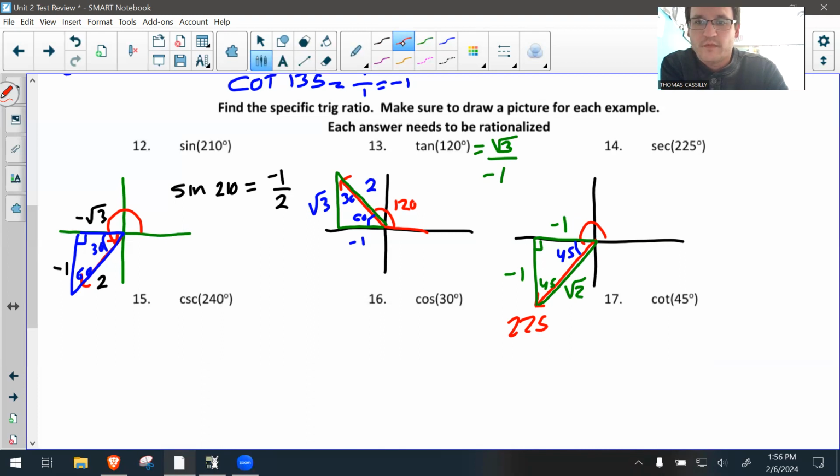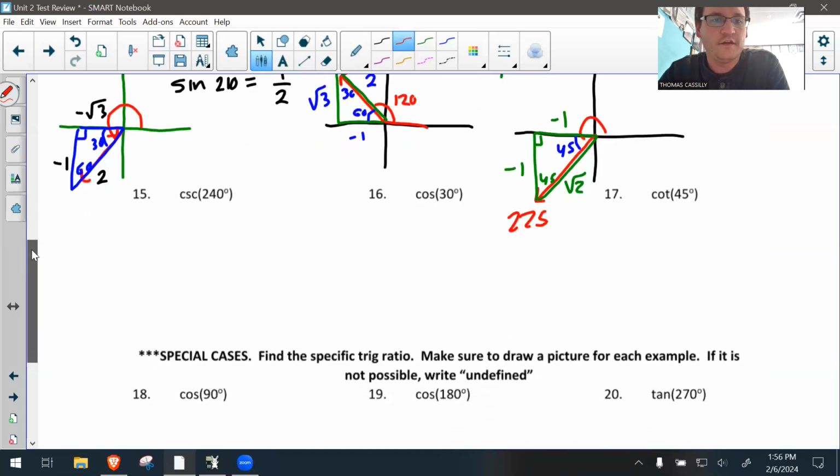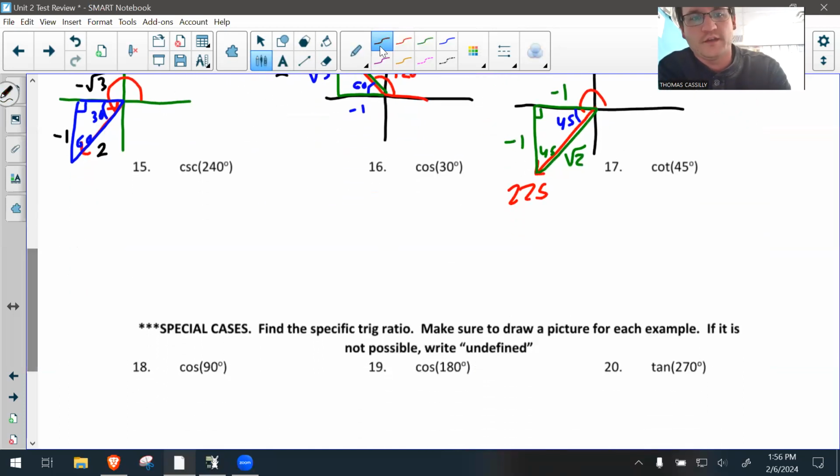Secant kind of matches up with cosine. The cosine is the adjacent over the hypotenuse. So the secant is the hypotenuse over the adjacent. So we have square root of 2 over -1. Then it's continuing down the line. We have a cosecant now.